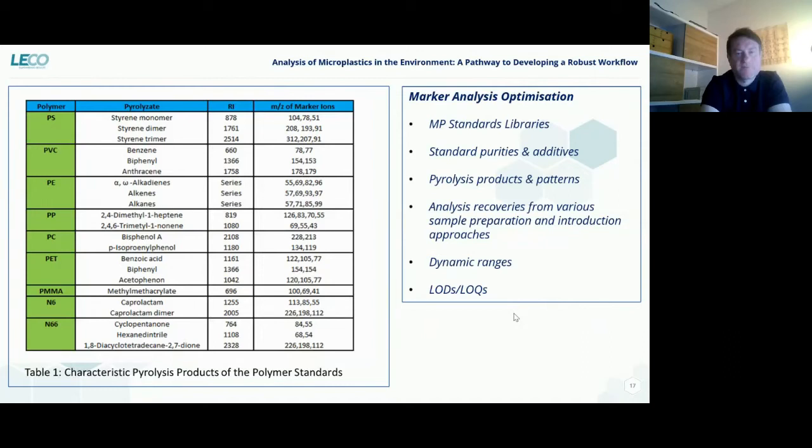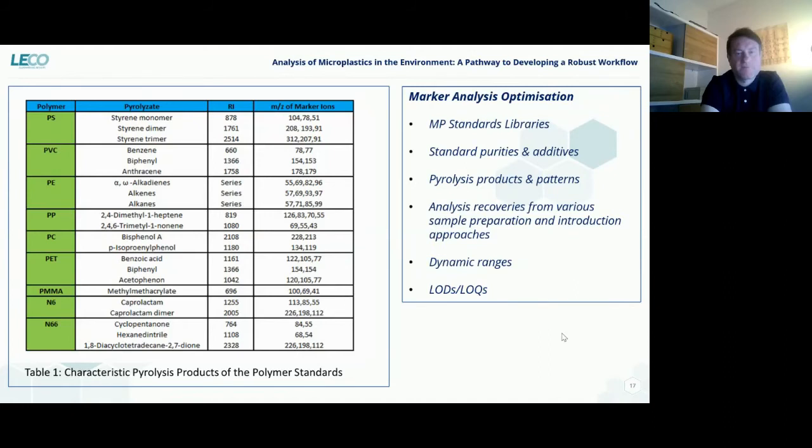So the mass spectrum information is simply, for many species, not enough. We need retention index data as well. So the combination of markers, the marker ions and the retention index data, and then coupling that to the non-target screening is very, very important. So of course, studying this and learning about the patterns and the products of the libraries and our knowledge, actually establishing the dynamic ranges we can work to from the different workflows as well.